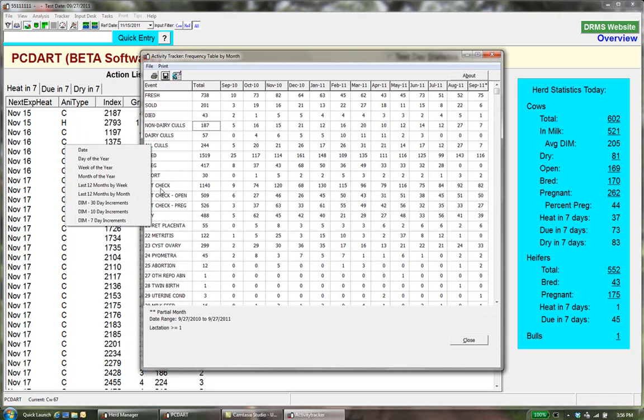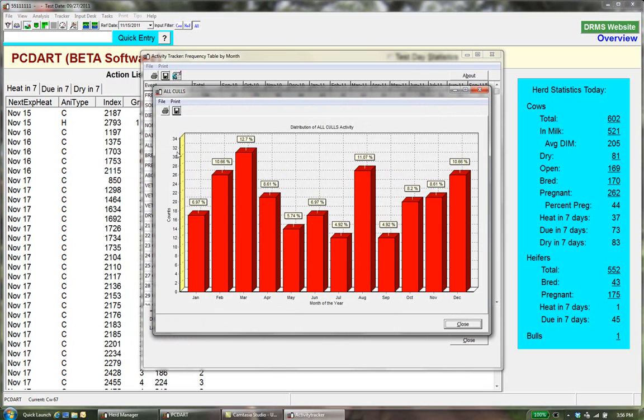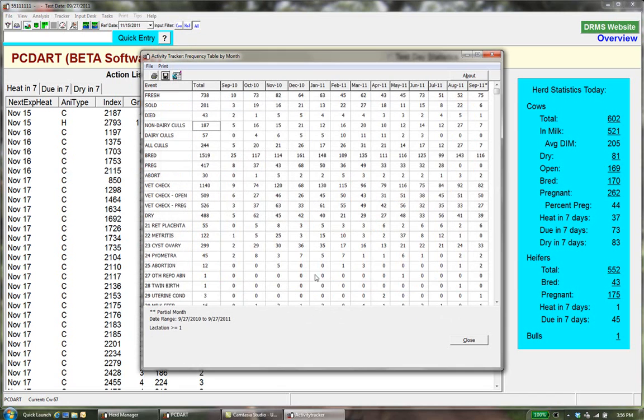Right-click with my mouse in that cell. Let's look at those by month of the year. And now we've got a fair number of animals within each box, so we can kind of look at when animals are leaving. It looks like August was a high month, March was a high month, and that may or may not mean something to that dairy.